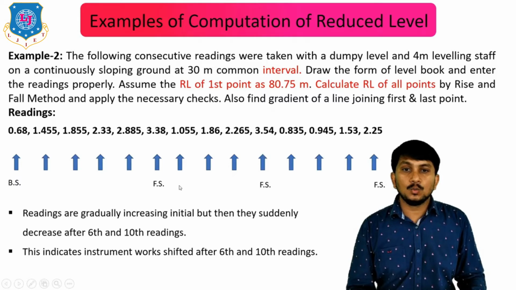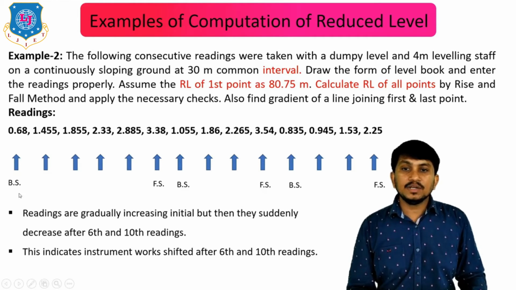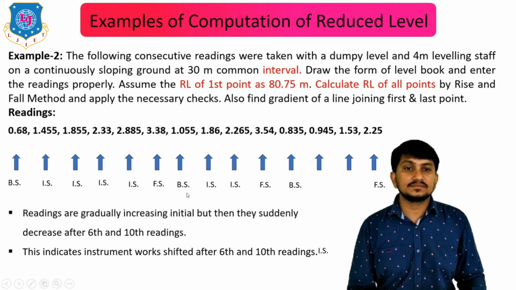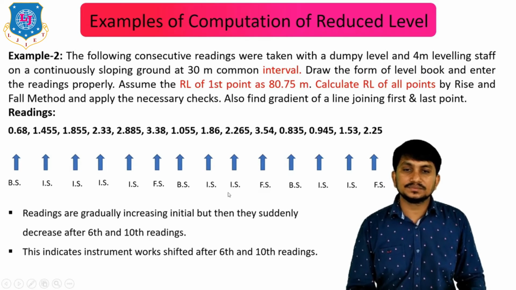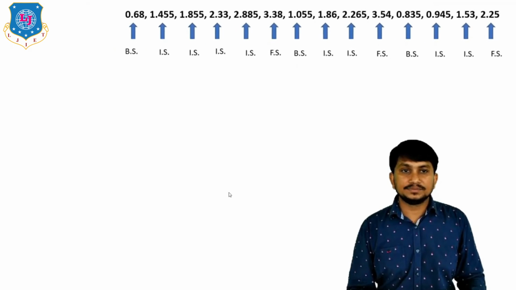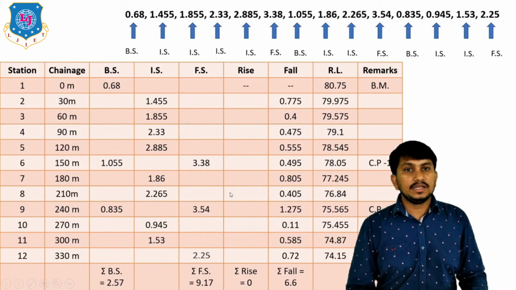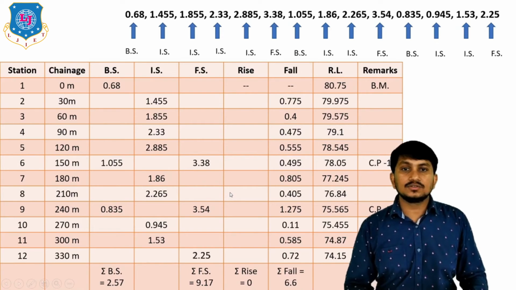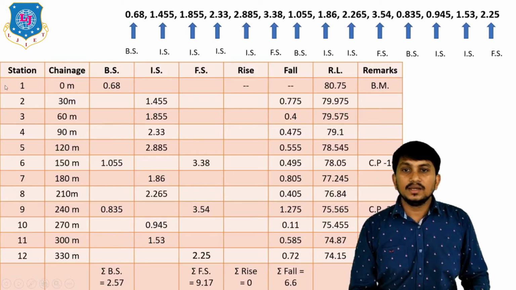After FS, there is always BS, and in between BS and FS, there are always IS. So this is how we can name the readings. After naming the readings, we have to prepare the table. Because the rise and fall method is given in the example, we have to prepare the table of rise and fall, like this.